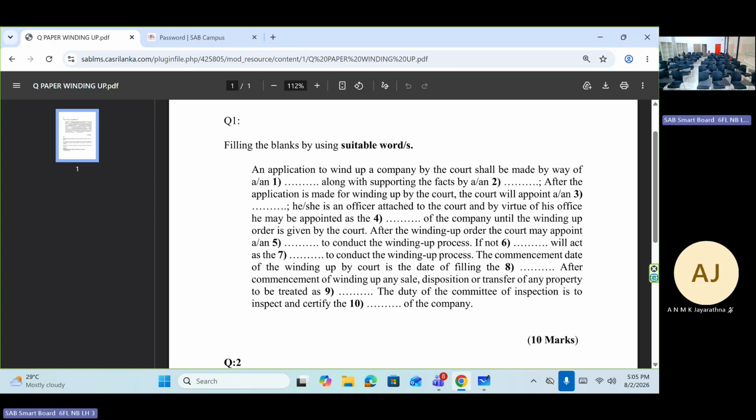See, here you can also put this. Within that, it's a procedure of winding up by court.